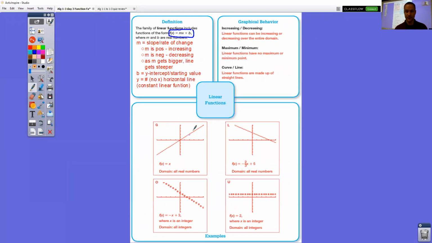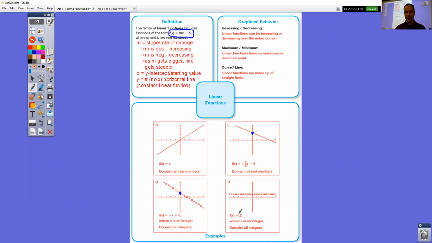So some examples, you have f of x equals x. That would be a straight line going up like that. Negative 2/3 x, because of the negative sign, it's going down. Notice that our y-intercept is +5, so that's why we have a point right there. It could be continuous or it could be discrete, depending on what we're talking about. If x is an integer, that means it's going to be discrete, so it's going to be a dotted line. We have negative x plus 3, so it's going down, and it crosses the y-intercept right here because of that +3.